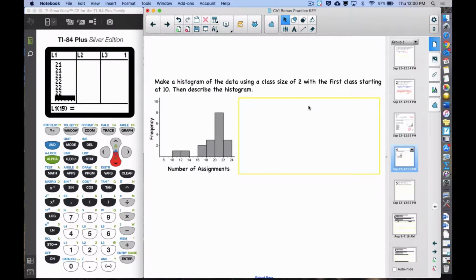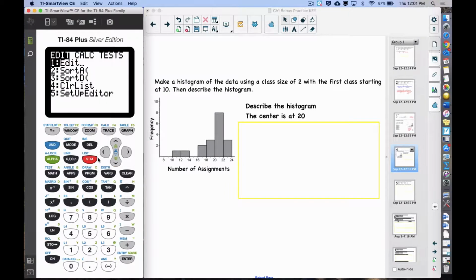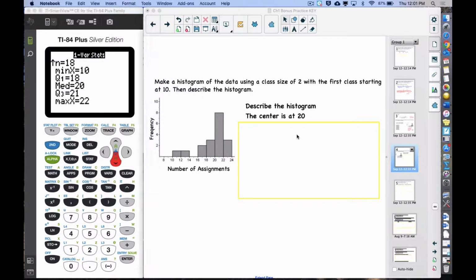Now, in addition to making the histogram, we need to describe it. But describe, by now, hopefully you're comfortable with the fact that describe is actually a loaded question. If we're going to describe, we really need to cover CUSS. So the center of the histogram is at 20. And I can do that from the one var stats. If you didn't have the actual data, if you were just going from the histogram, then you would have to just eyeball it and say that the center is between 20 and 22. But here I said the center is 20.